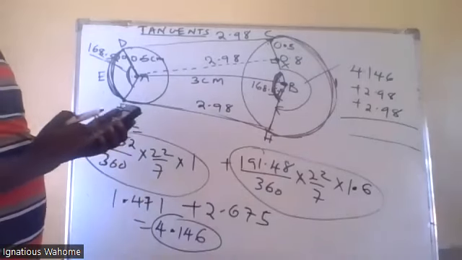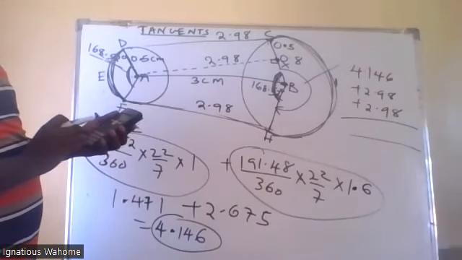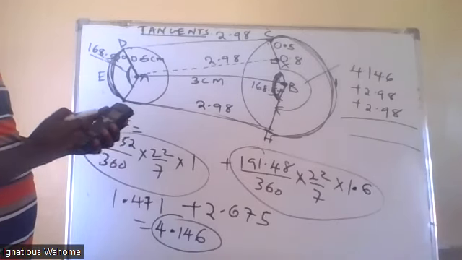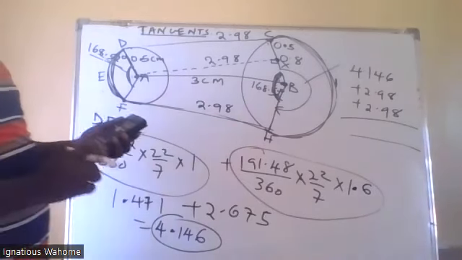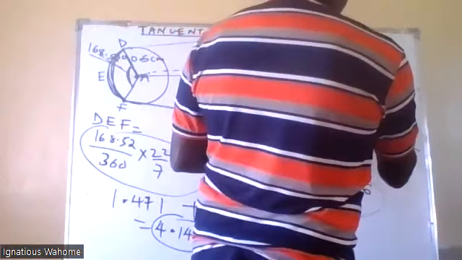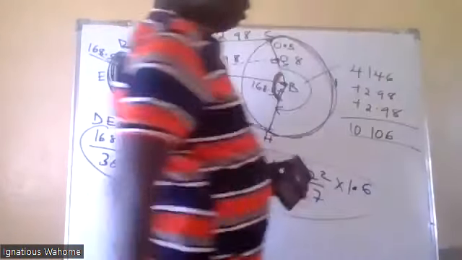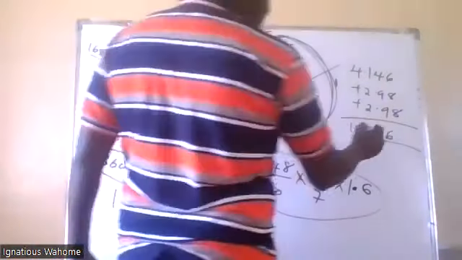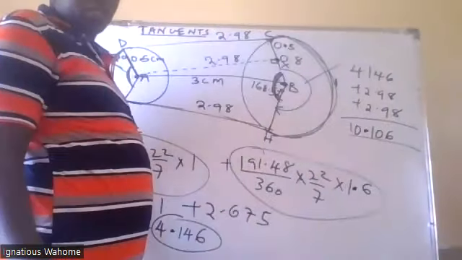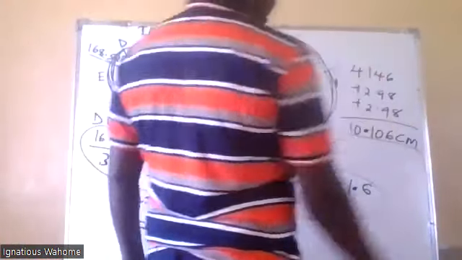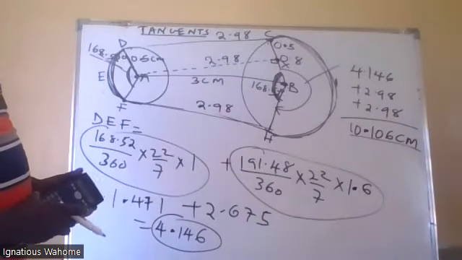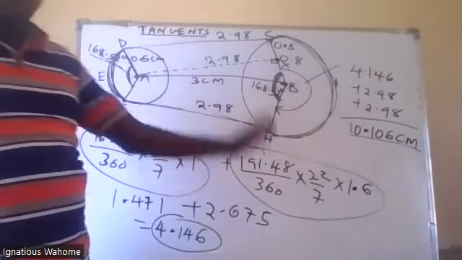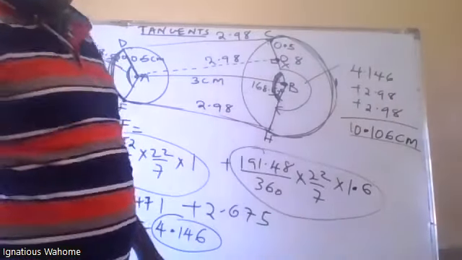When you add 4.146 plus 2.98 plus 2.98, you get 10.106 centimeters. Are you getting what I'm getting? Yes. So that should be the length of the belt. That's a question that I had given you. So the 10 marks there, that's how to get 10 marks.